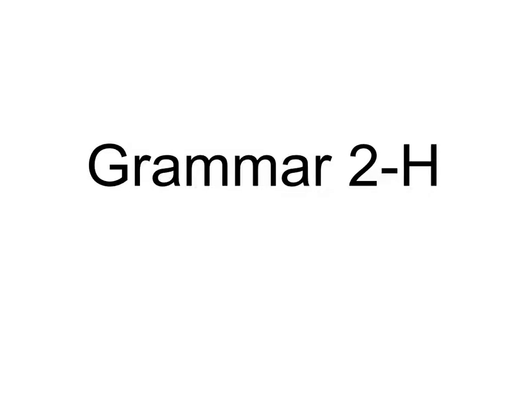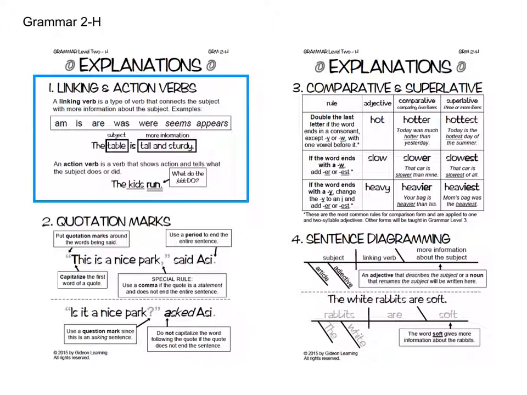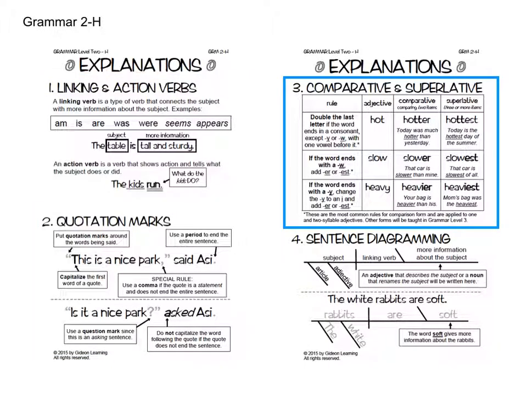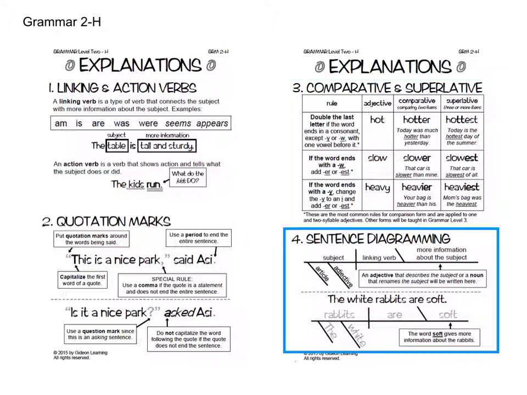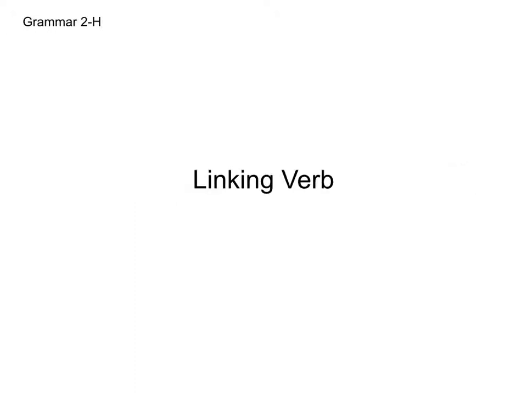In this video, we will go over the concepts found in Grammar 2H. These concepts include linking and action verbs, quotation marks, comparative and superlative adjectives, and sentence diagramming. So let's go over the linking and action verbs first, and we're going to focus on linking verbs.